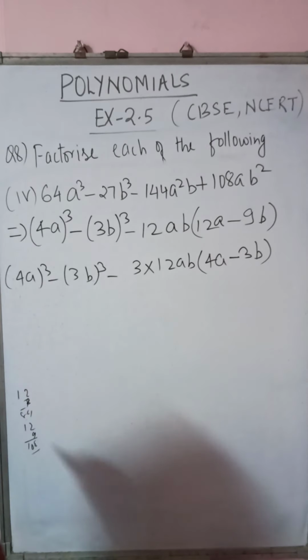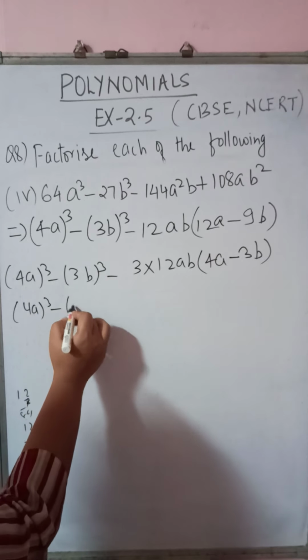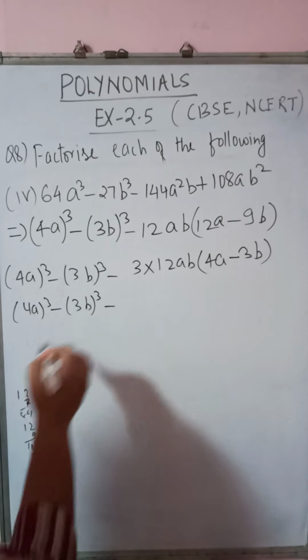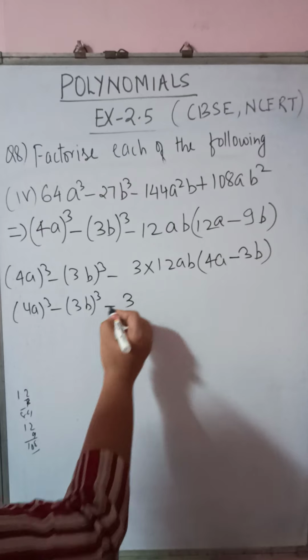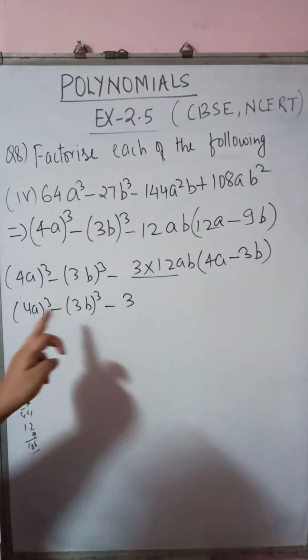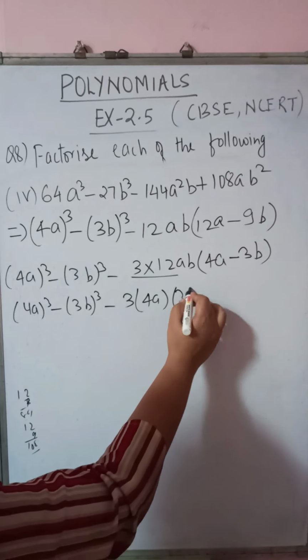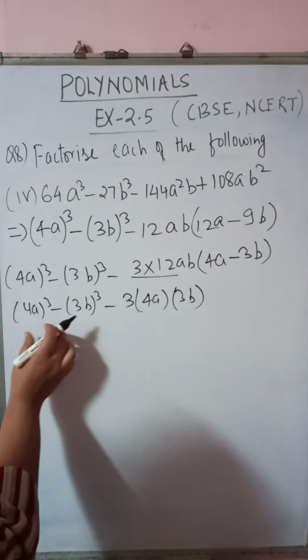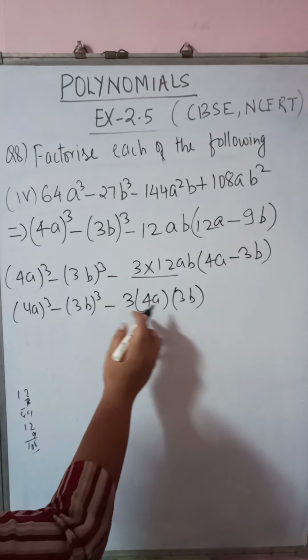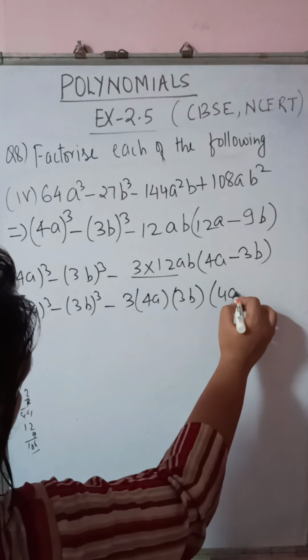Now I have to write 3. So a cube minus b cube minus 3ab, this whole can be written as, 3a is 4a and b is 3b. So a cube minus b cube minus 3ab. 3 4s are 12, 12 3s are 36. Okay, correct. And this you write as it is.